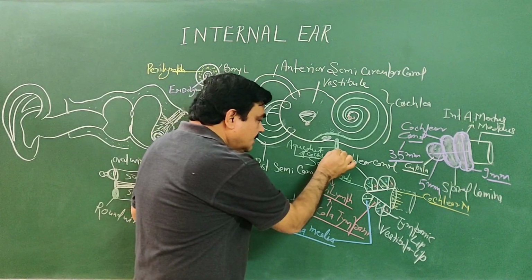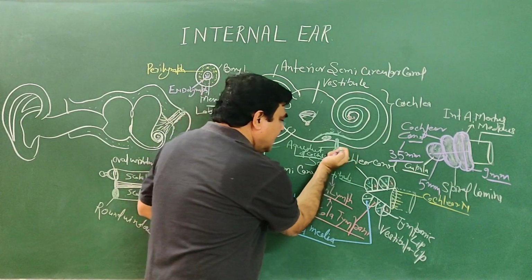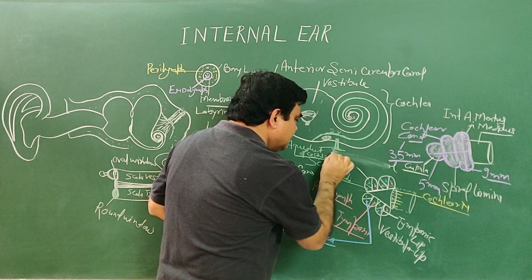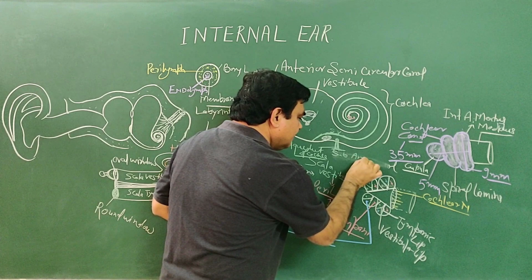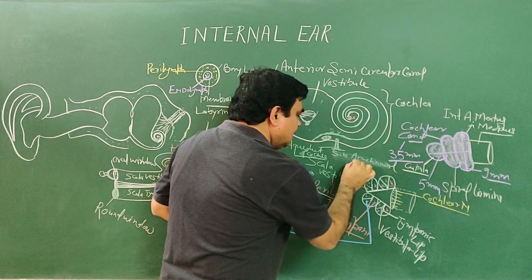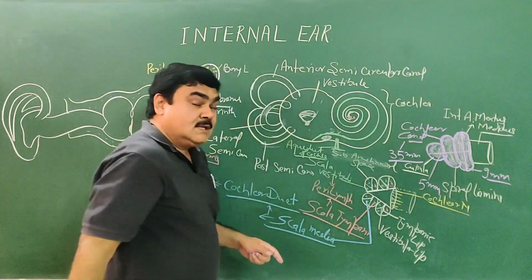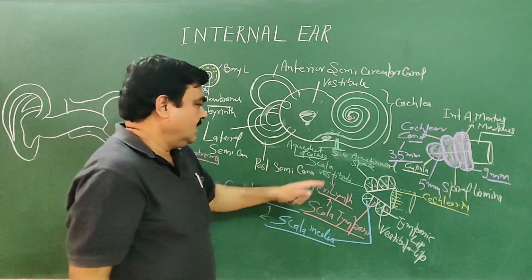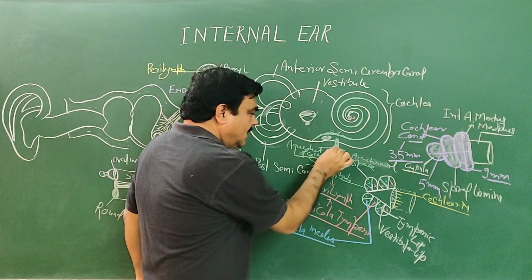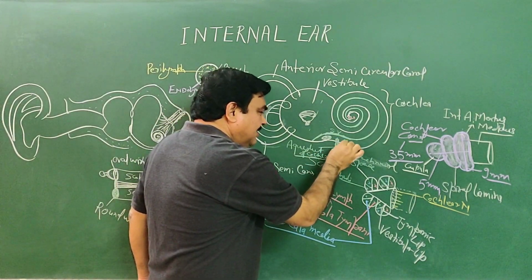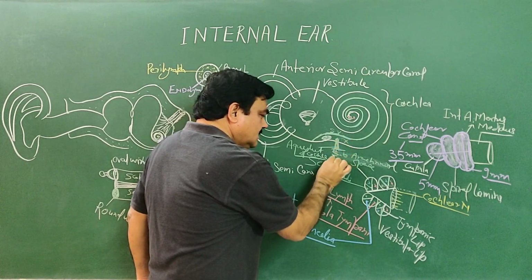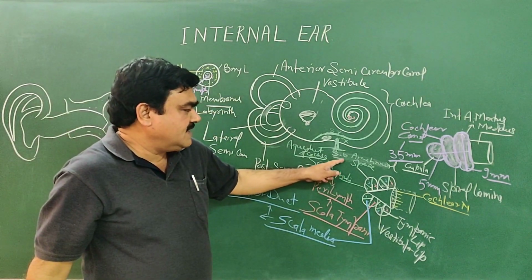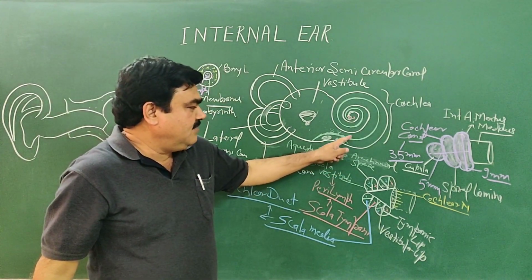The aqueduct of the cochlea communicates with the subarachnoid space. So here lies the subarachnoid space, where cerebrospinal fluid is present. So here it communicates with CSF through this aqueduct of the cochlea. This perilymph communicates with this CSF in the subarachnoid space. So here lies perilymph, here lies perilymph.